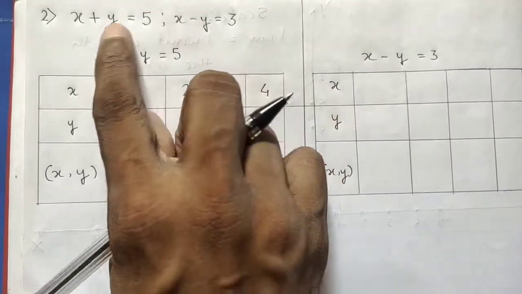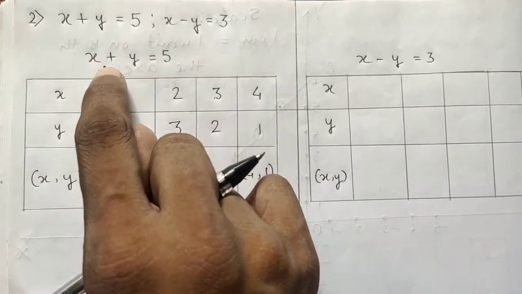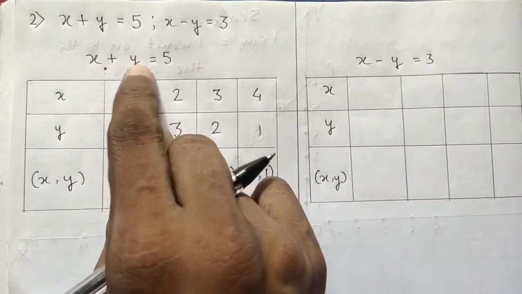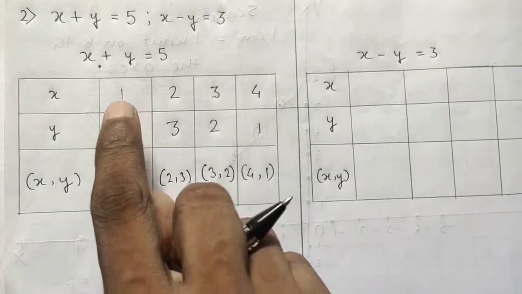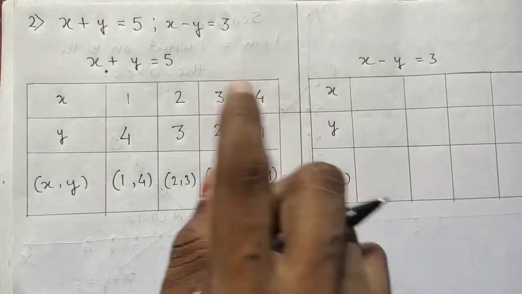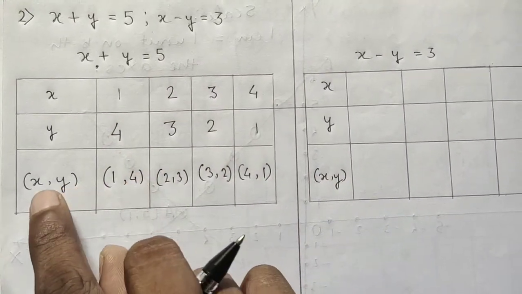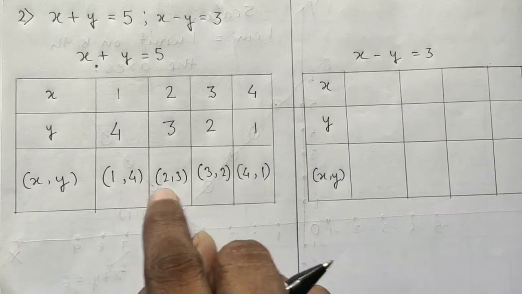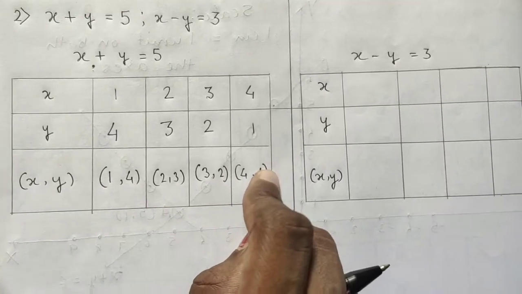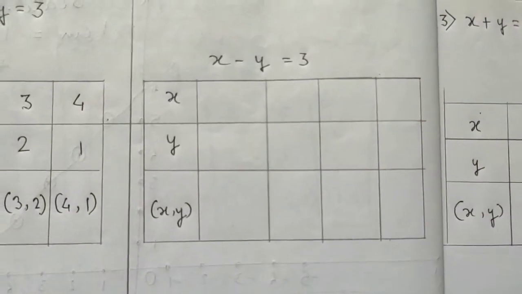Okay, this equation is very simple and you can do it directly. You need to select those values of x and y such that it gives you 5. So you can cross check: 1 plus 4 is 5, 2 plus 3 is 5, 3 plus 2 is 5, 4 plus 1 is 5. So we got proper values and then we have written the ordered pairs, that is 1 4, 2 3, 3 2, 4 1. Okay, now in the same way we are going to solve for this.